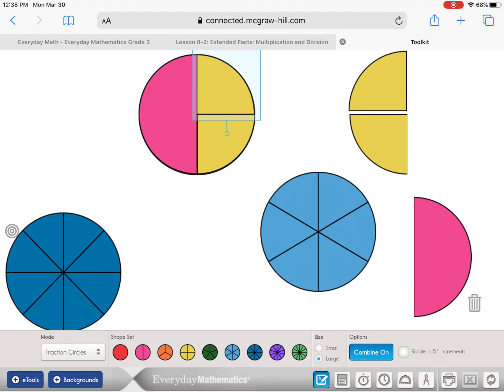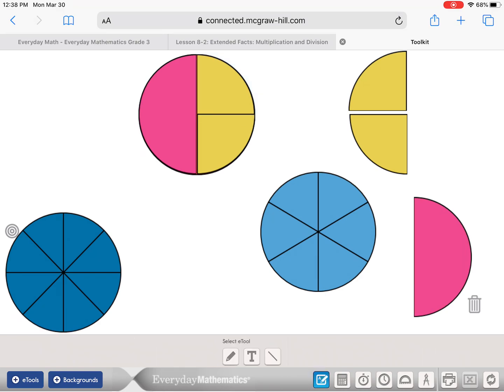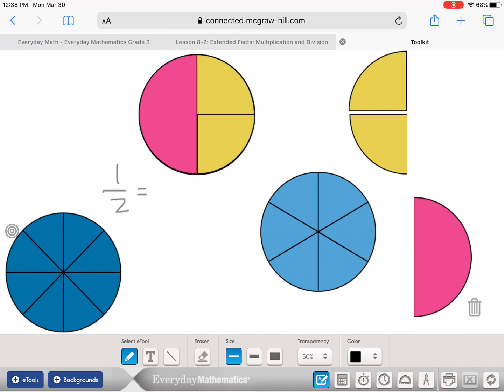And I could line them up and say, oh, okay, 2/4 is missing. So for number 1, it says what fraction of the whole is missing, and you would write 1/2. And then beneath it, you would write 1/2 equals 2/4. You are finding equivalent fractions. Okay, so that's number 1.